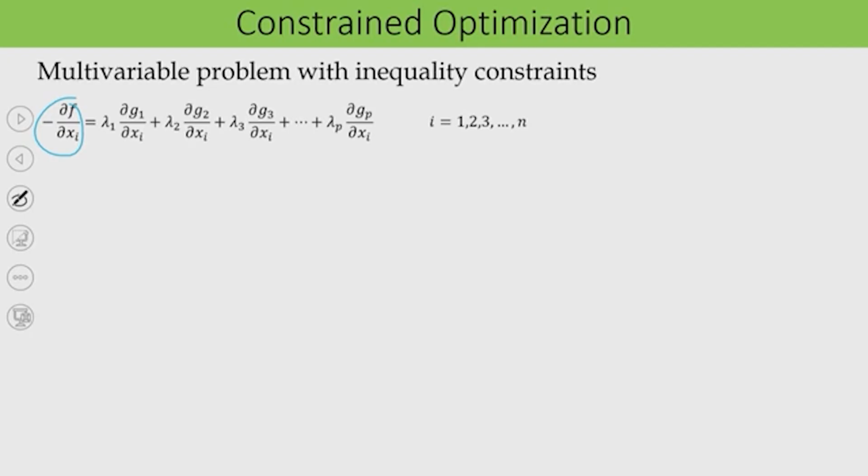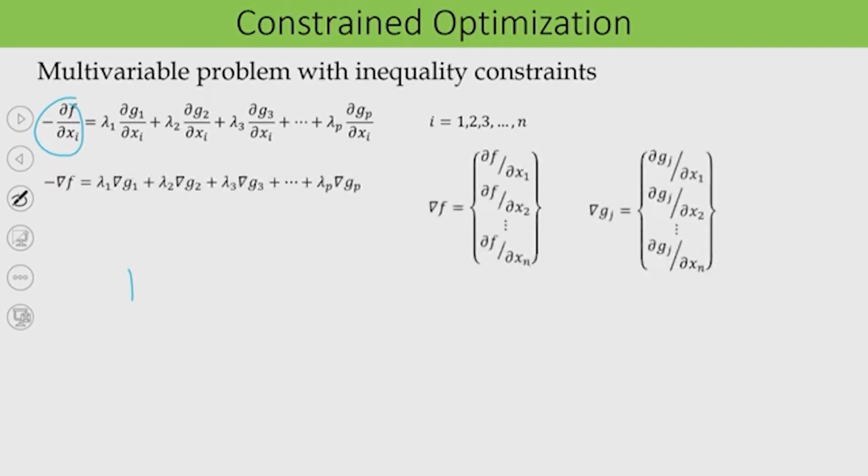So, negative of del f by del x i equal to lambda 1 del g 1 by del x i plus lambda 2 del g 2 by del x i plus lambda 3 del g 3 by del x i. I am writing up to p, where p is the total number of active constraints. In this case the variable is x i. So, I can write it like that.